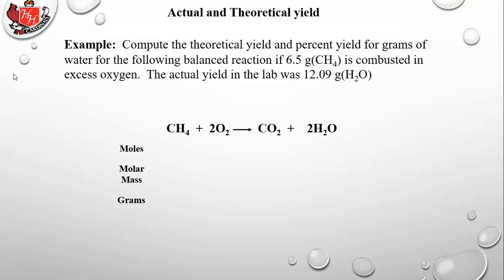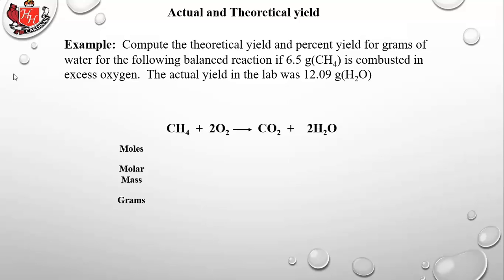Now, get used to this phrase. You'll hear it in the future. 6.5 grams of CH4 is combusted in excess oxygen. That phrase, in excess oxygen, means that oxygen is the excess reactant, meaning you're not going to run out of oxygen before you burn up your 6.5 grams of CH4. The CH4 will completely be burned up before you use up your oxygen. So that phrase, in excess oxygen, simply means oxygen is not going to be the limiting reactant.